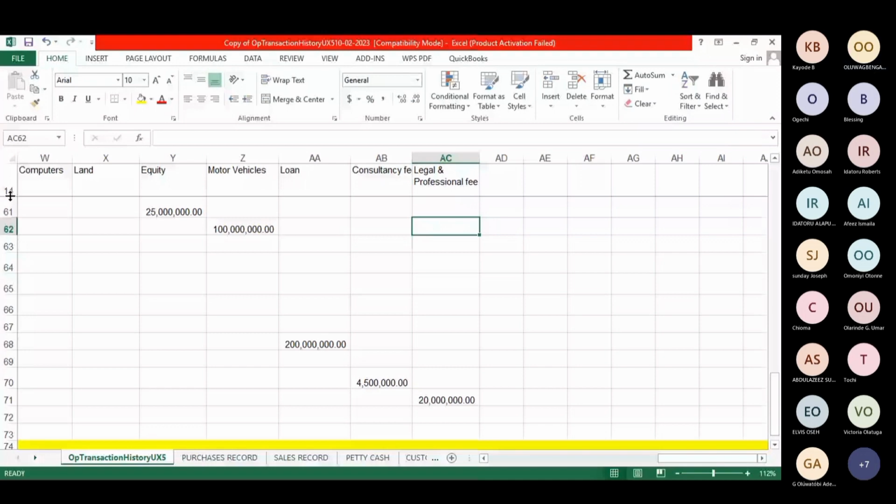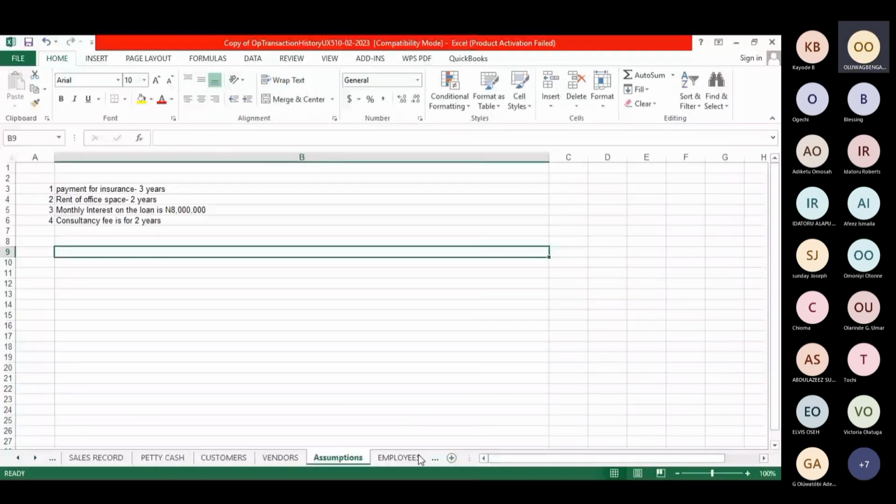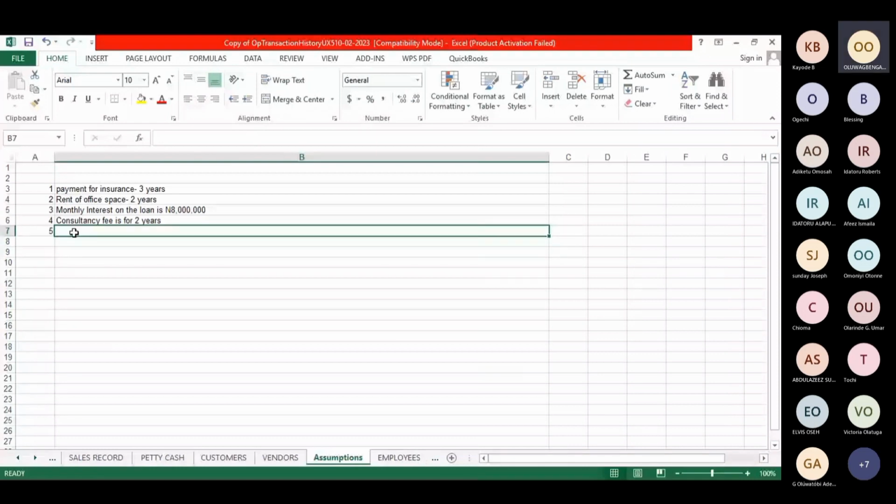So I see another thing here. Okay, let me go to it so that I won't forget anything attached to this transaction. So legal and professional fee, JPA, is for 5 years.